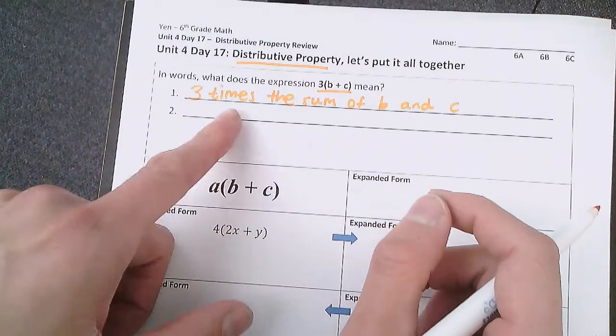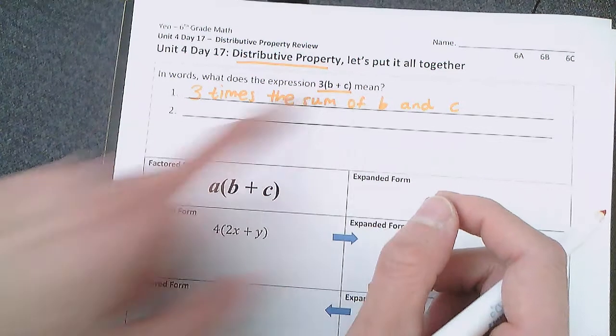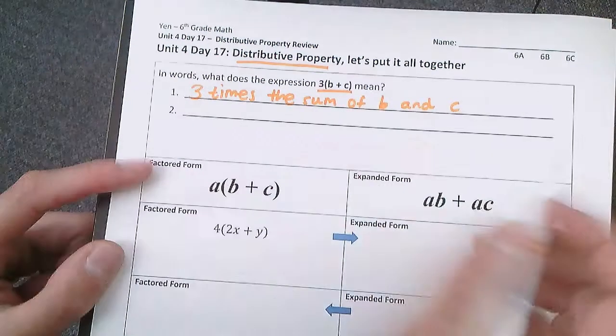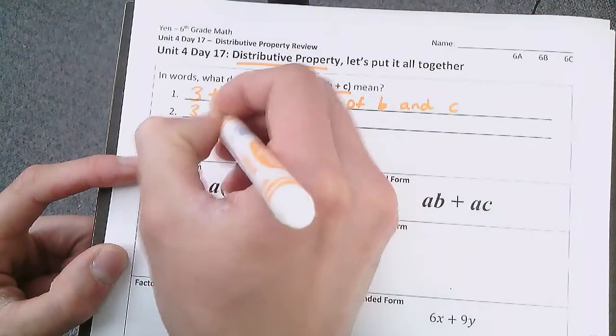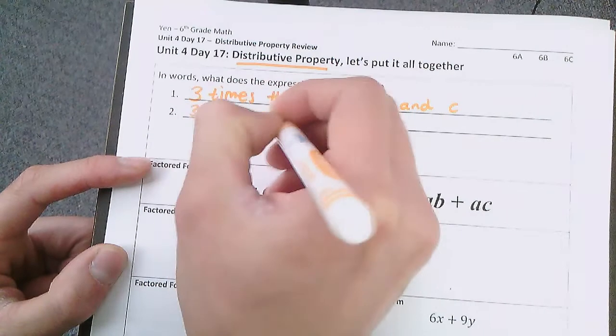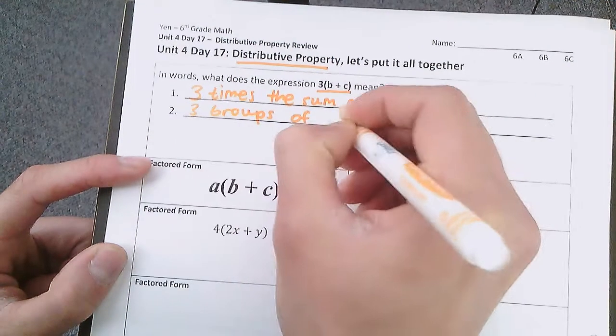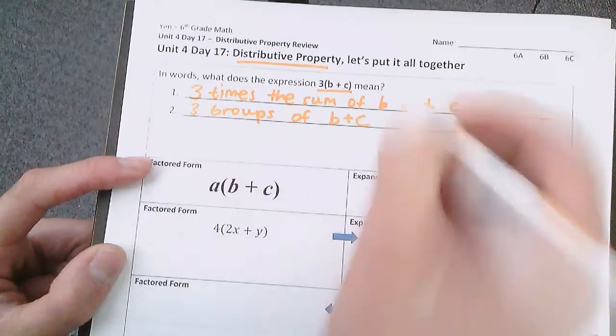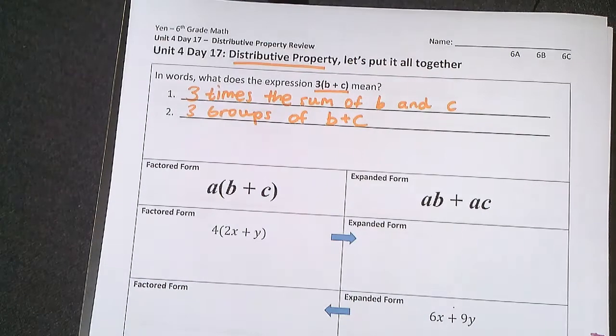And the other way that you can also think of this, if it's 3 times the sum of b and c, that's the same thing as having 3 groups of b plus c. So 3 groups of b plus c.